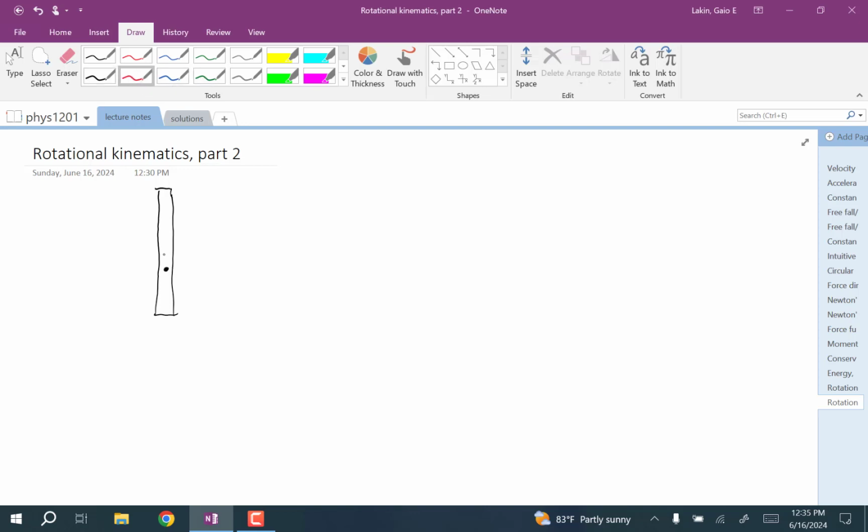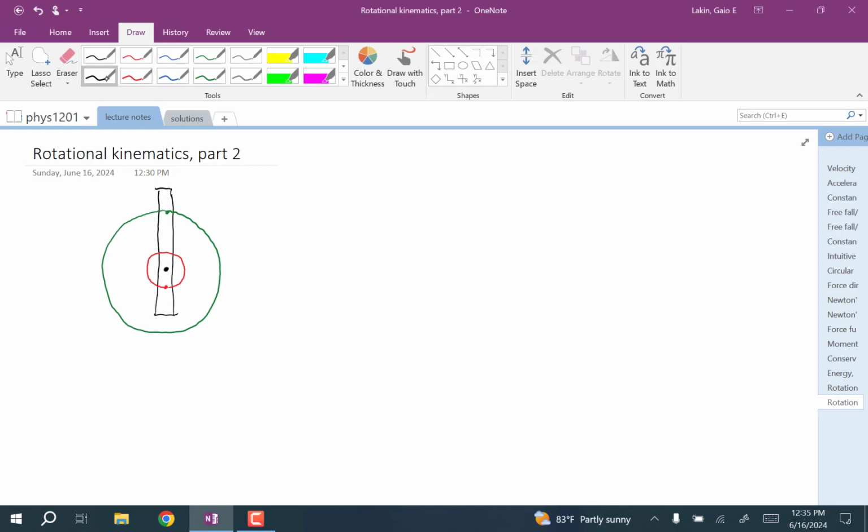But individual points on the body, let's say this point, and every individual point is moving in circular motion around the fixed point. And what we want to do is come up with a way to relate the angular quantities to these translational velocity and accelerations that we're used to.